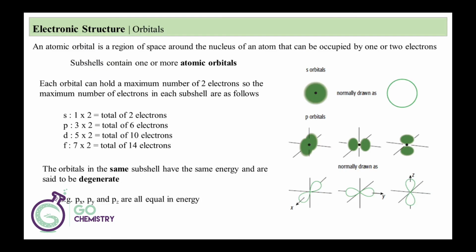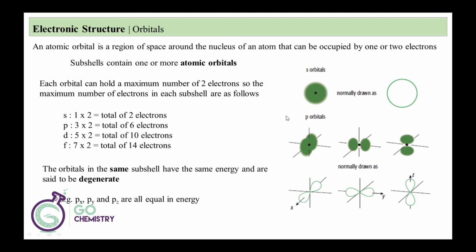And now we will be talking about the orbitals. By definition, an orbital is a region of space around the nucleus of an atom that can be occupied by one or two electrons. And actually, this is where we can find the electron. This is where the high probability of finding an electron is.